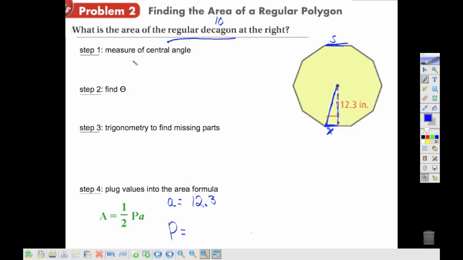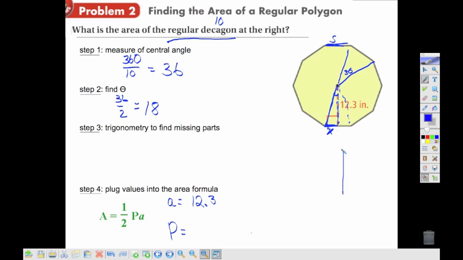So our first step, the measure of the central angle. Again, 360 degrees. And since it's regular, we can divide that into 10 triangles, which is 36 degrees. If we're looking at each one of these triangles going around, that would be 36. But this one here, that would only be half of this, so we're going to divide that by 2. Now that gives us 18 degrees for this angle.